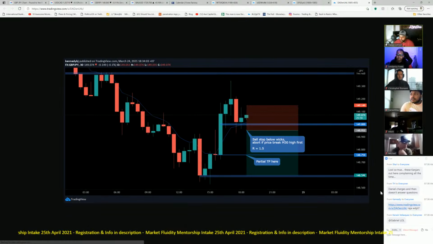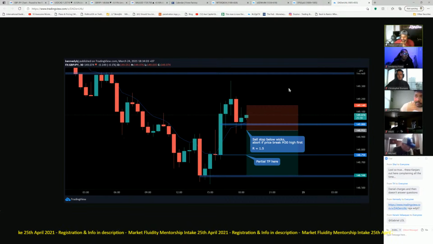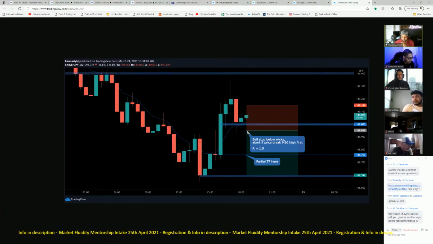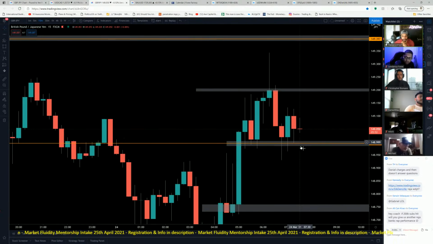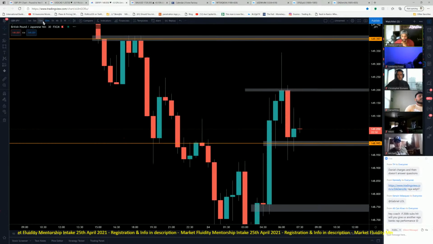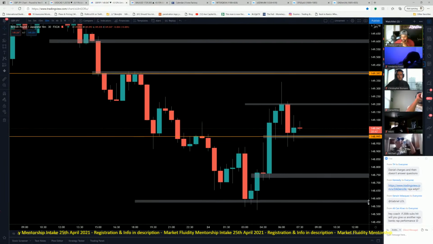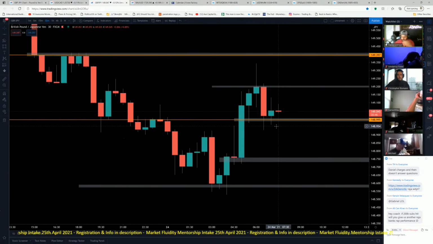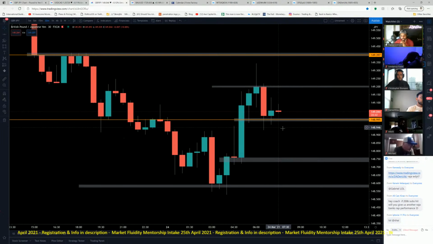All right, let's take a look over here. Sell stop below wicks, abort if price breaks 30-minute high time frame to continue down. Yeah, it makes sense. That's something I'm looking for here too, for price to break below this area to continue down. We'll see what happens. Break below this area and we can have a nice trade coming down.